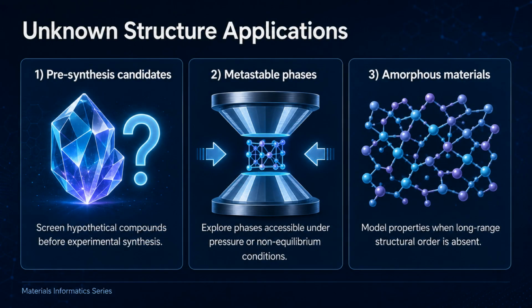Composition-based features are essential when crystal structure is unknown. Pre-synthesis candidate compounds only have composition determined. Metastable phases from high-pressure synthesis or rapid quenching are hard to predict structurally. Amorphous materials like metallic glasses have no long-range order, so composition is the only descriptor available. In all these cases, composition-based prediction is usually the only practical option.